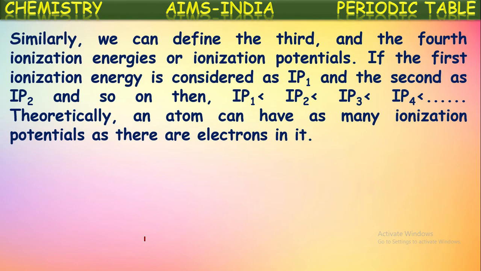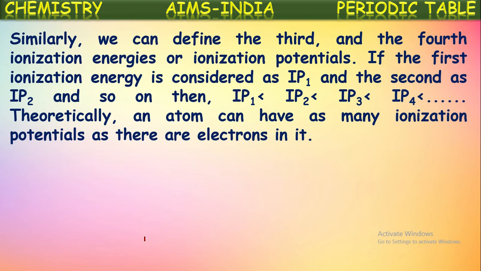Similarly, we can define the third and the fourth ionization energies or ionization potentials. If the first ionization energy is represented as IP1 and the second as IP2 and so on, then we can say IP1 is always less than IP2, which is always less than IP3, which is less than IP4 and so on.